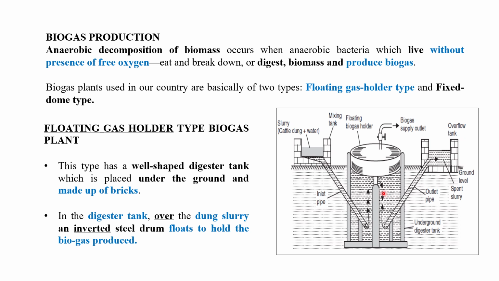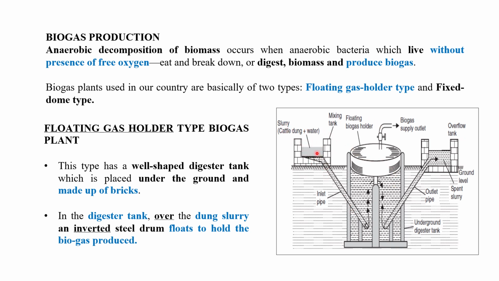In the digester tank, over the dung slurry, which is coming through this pipeline, there is an inverted steel drum. This is the inverted steel drum, which floats to hold the biogas produced. So you can see the diagram.